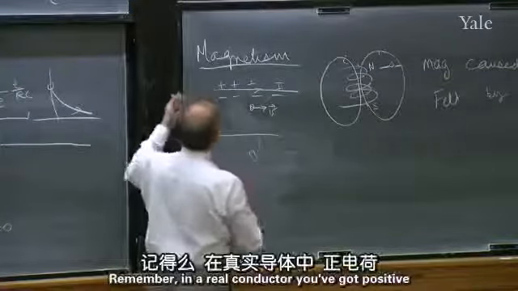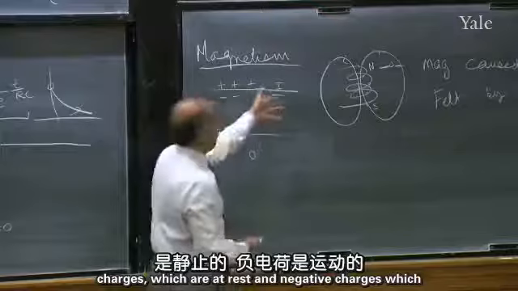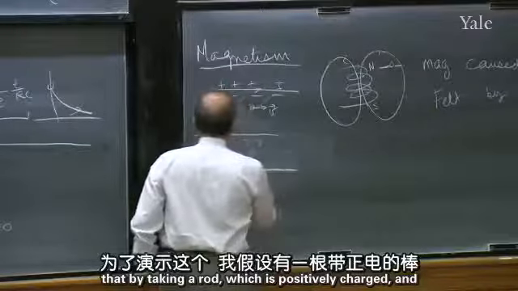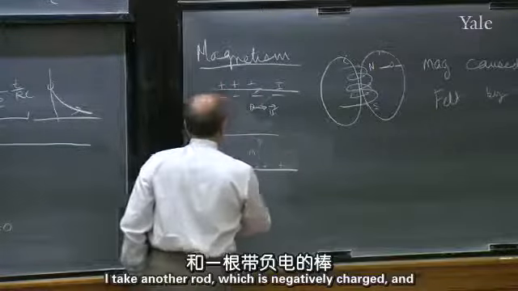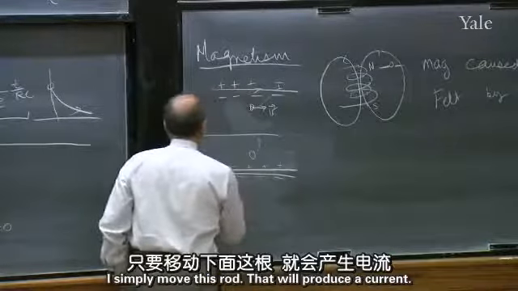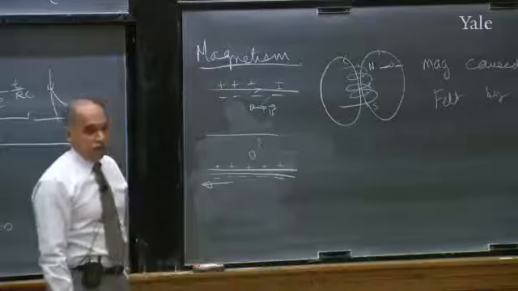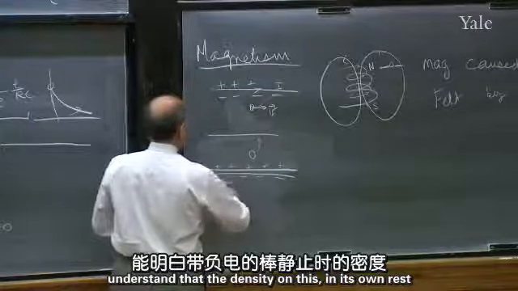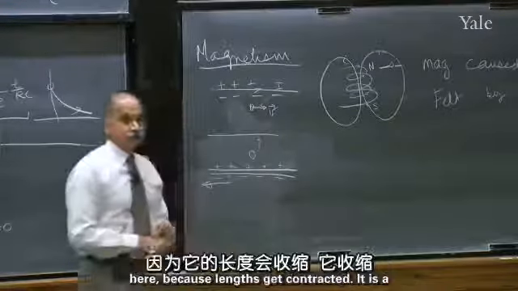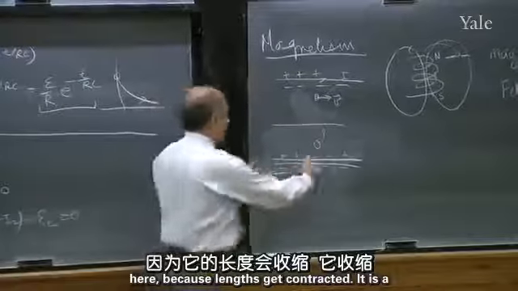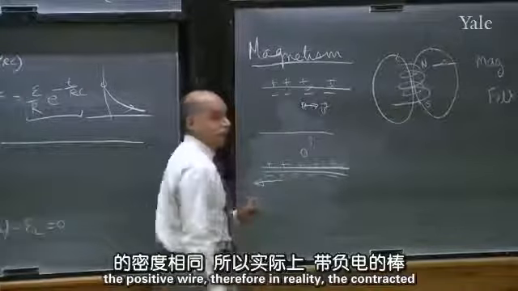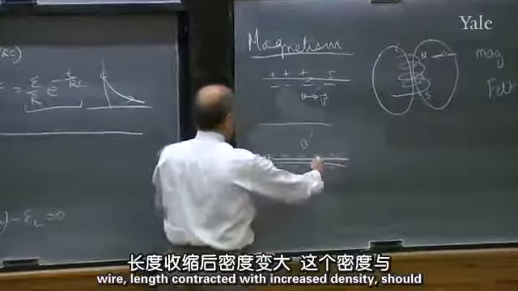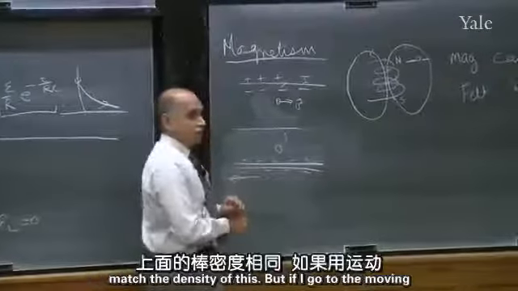So remember, in a real conductor, you've got positive charges which are at rest and negative charges which are moving in the opposite direction, right? So I do that by taking a rod, which is positively charged, and another rod, which is negatively charged, and I simply move this rod. That'll produce a current. Now, if the wire is neutral, I think you can understand that the density on this, in its own rest frame, will be different from the density of charges here, because lengths get contracted. It is a contracted wire that should have the same density as the positive wire. Therefore, in reality, the contracted wire, length contracted with increased density, should match the density of this.